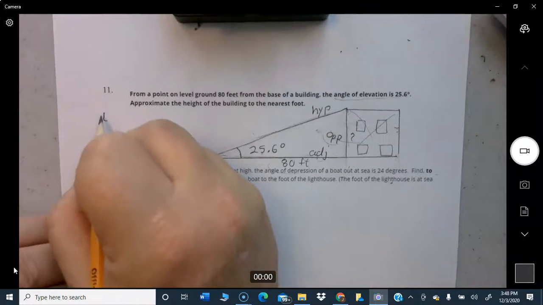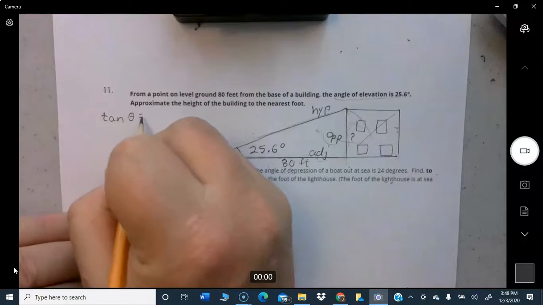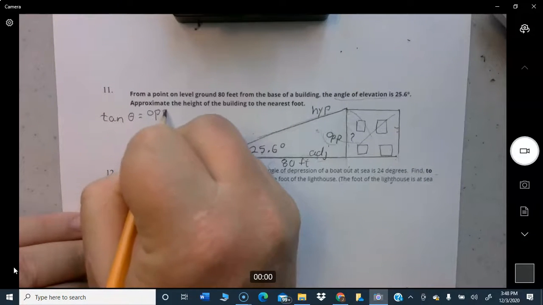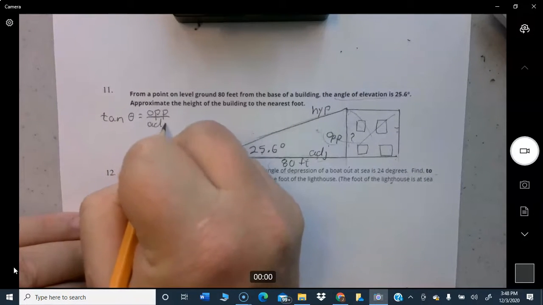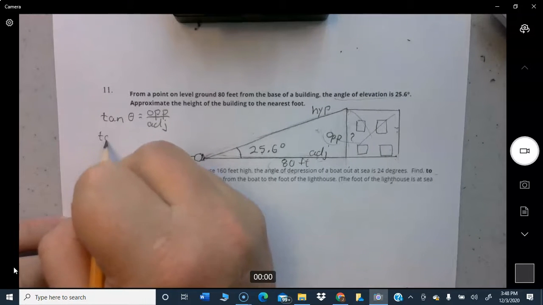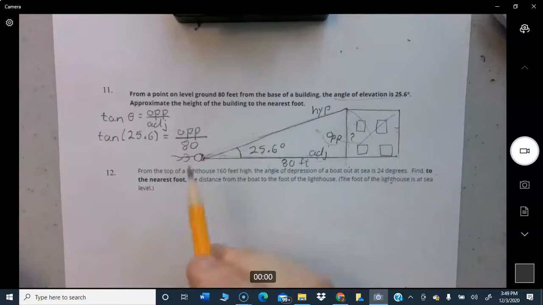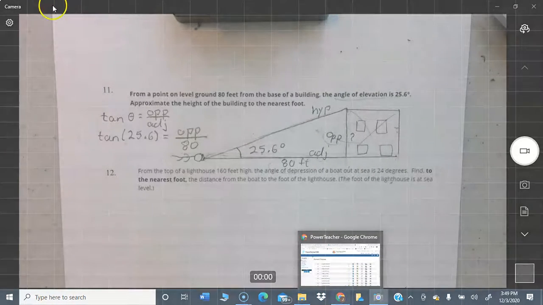So come over here and write your formula. The tangent of theta equals... okay, and now you plug in the numbers. So the tangent of that angle equals opposite over 80. So go to your calculator. You can pull up our online calculator and find out the tangent of 25.6.